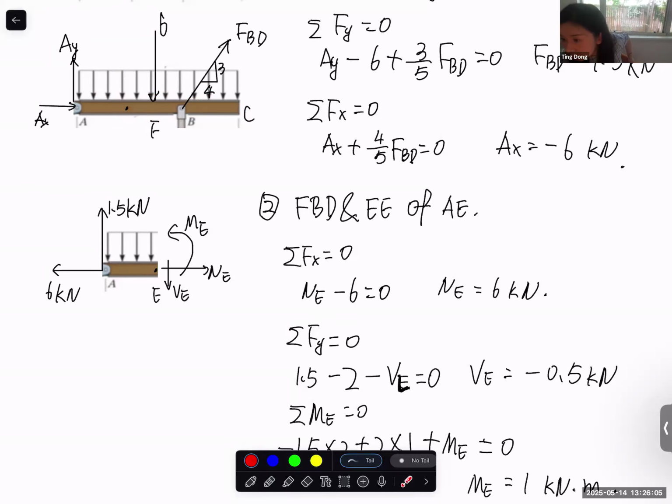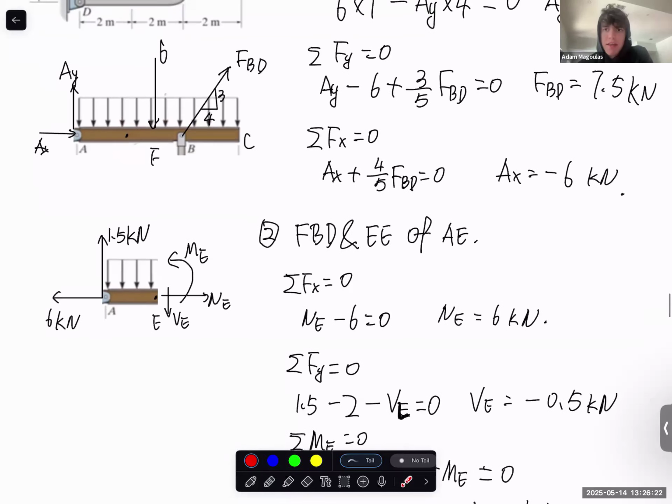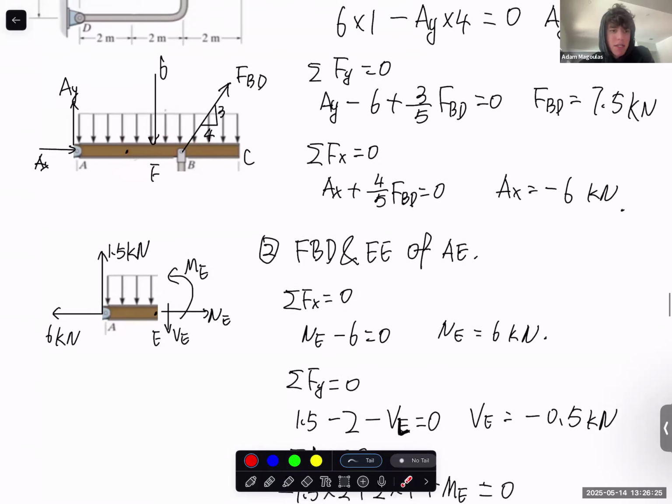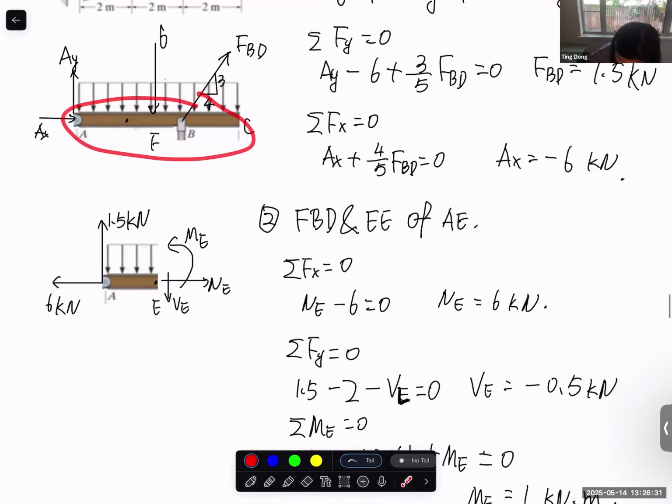For the AB section, if we did moment about point A, moment about point A, AB section. For the AB section, I think the AC section. Okay, AC section. So for the AC section, if we calculate moment about point A, I can show you. Where should I write? Let's move this one here.